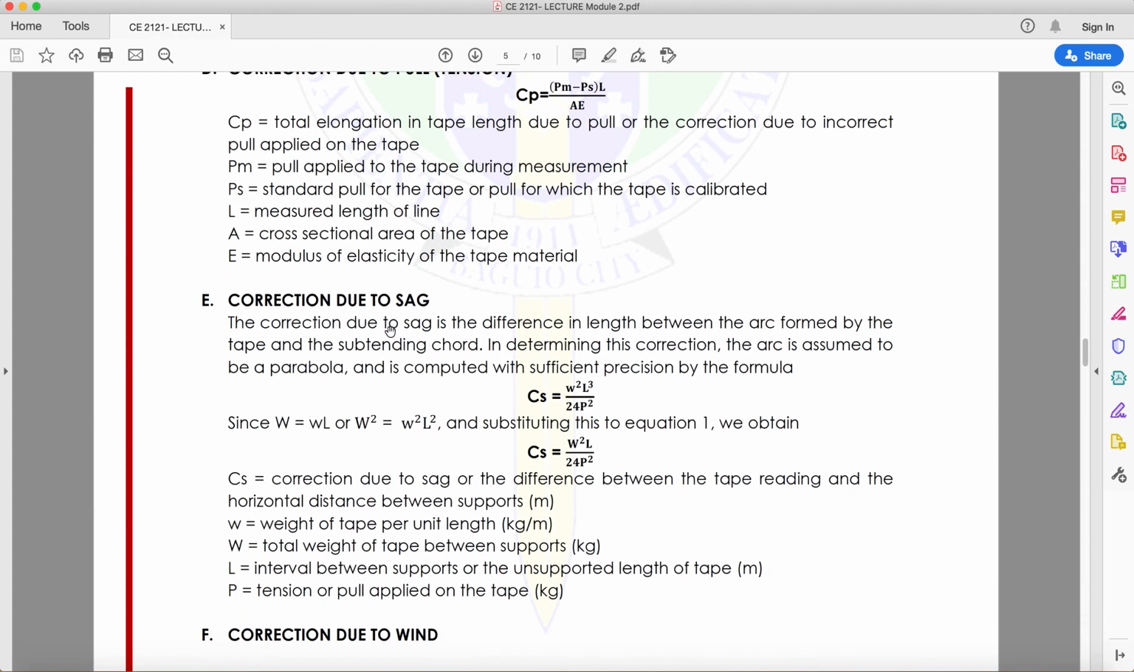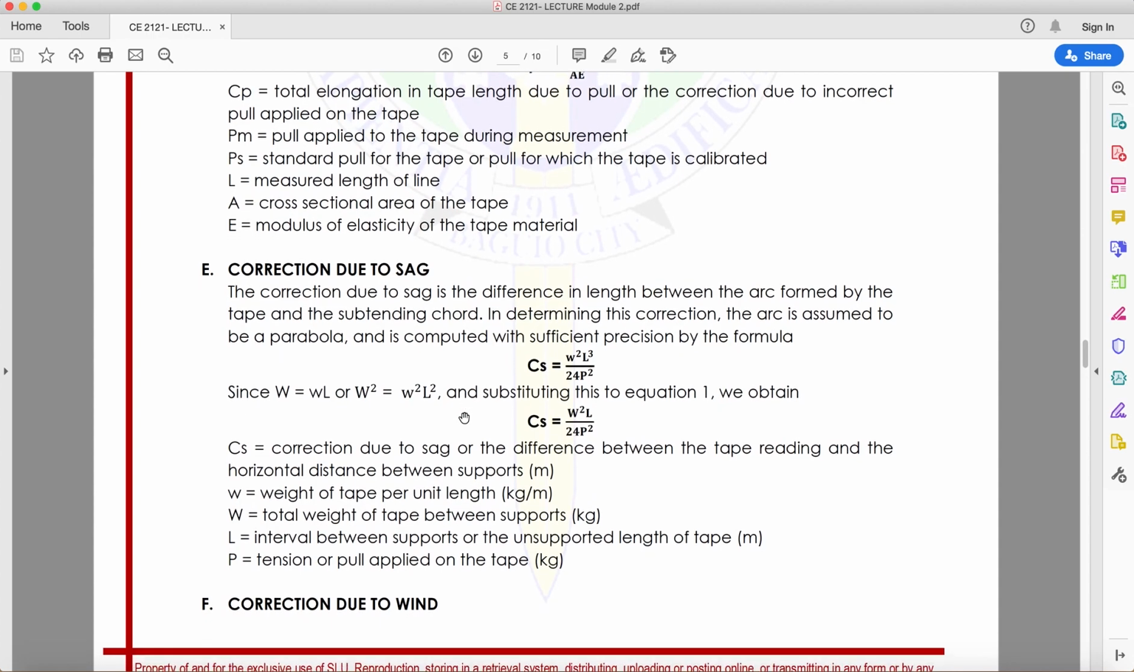ends. So, the correction due to sag is the difference in length between the arc formed by the tape and the subtending chord. In determining this correction, the arc is assumed to be a parabola and is computed with sufficient precision by formula. So, Cs is equivalent to W squared L cubed over 24P squared. Since W is equivalent to wL, or W squared is equivalent to w squared L squared, by substituting this to equation 1, we obtain w squared L over 24P squared. So we cancel L squared.